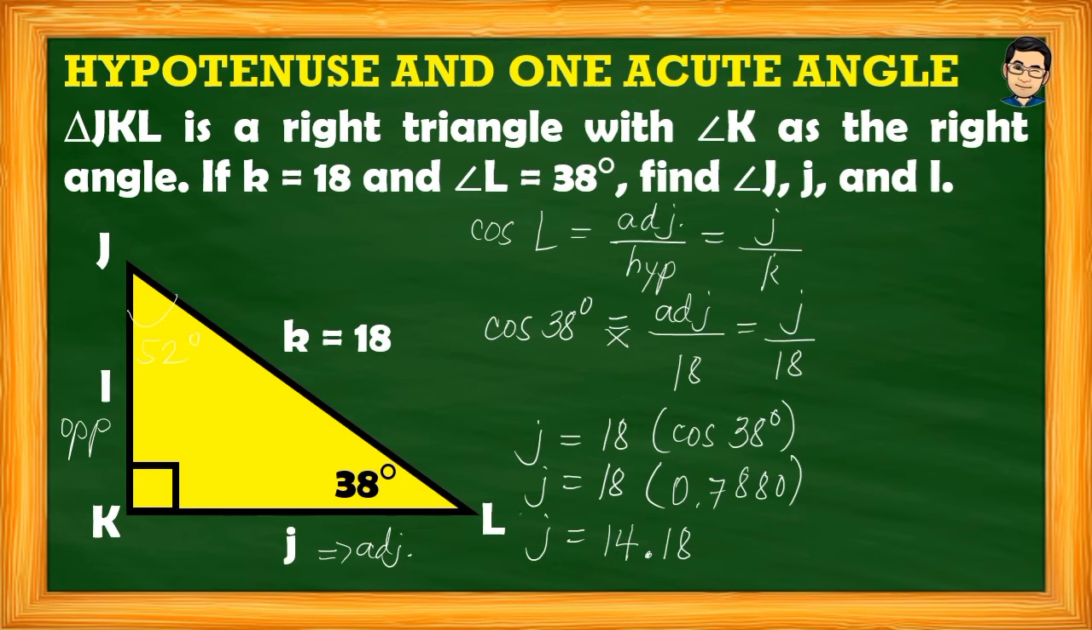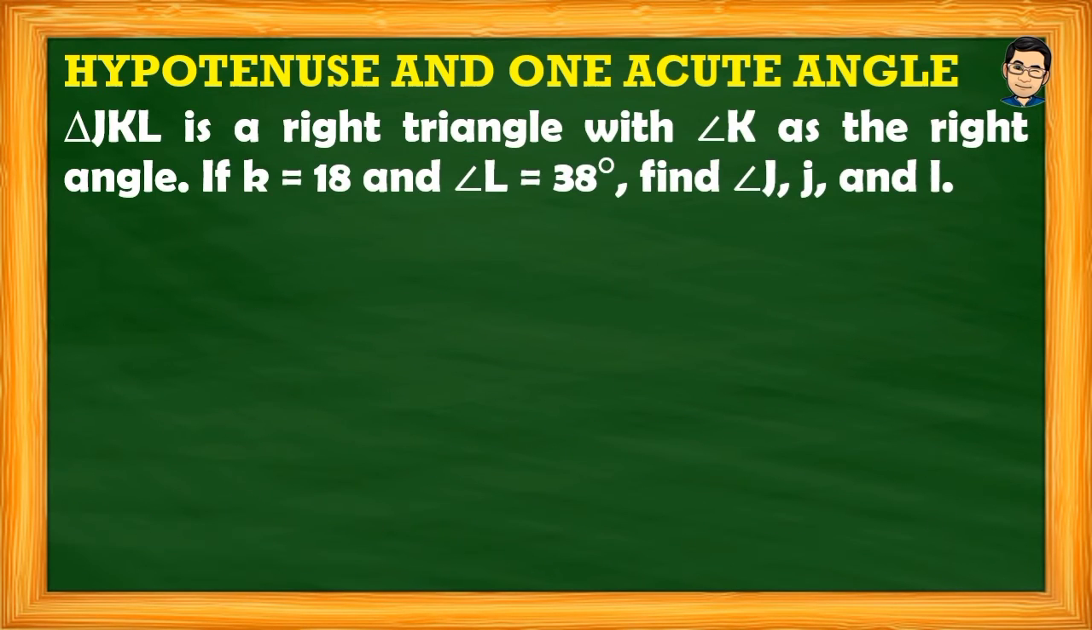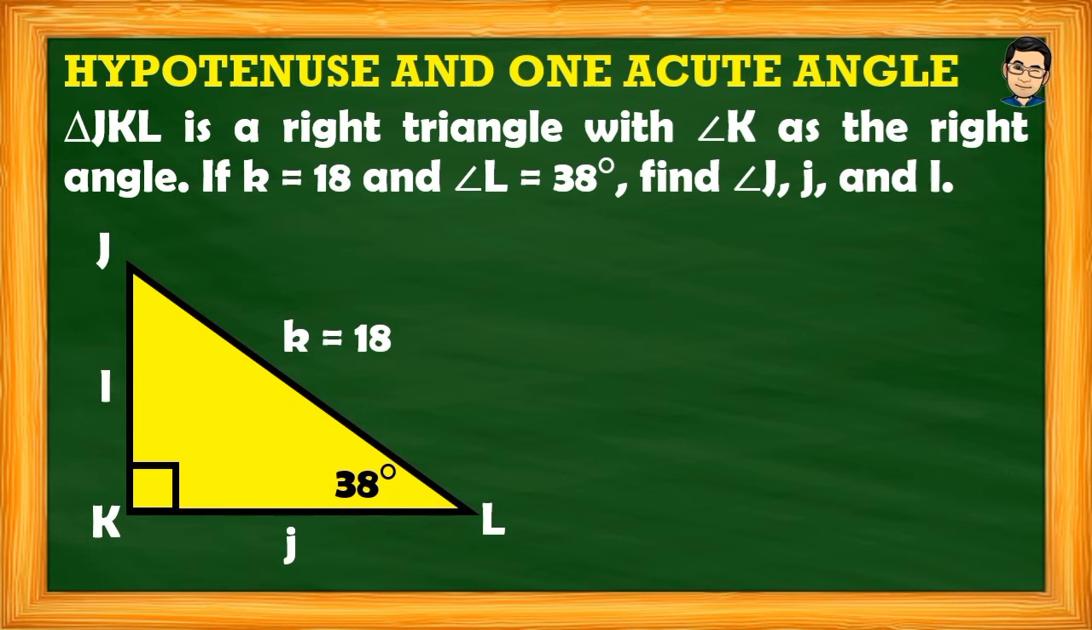Okay, so yun po ang sukat ng J, yung ating adjacent side. So, tandaan, kailangan ang makuha nating sukat ng J tsaka L ay mababa dapat sa hypotenuse. Siyempre, kasi yung hypotenuse is the longest side. Next. Okay, so nakuha na natin yung measure ng adjacent side, which is 14.18.